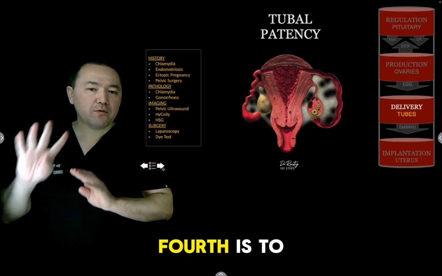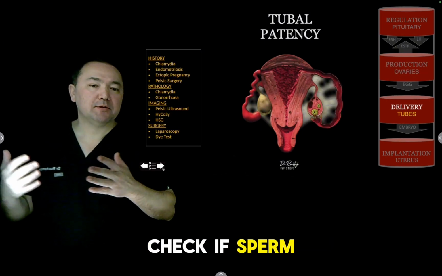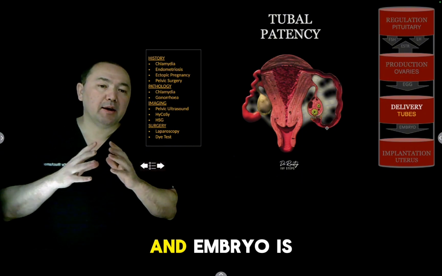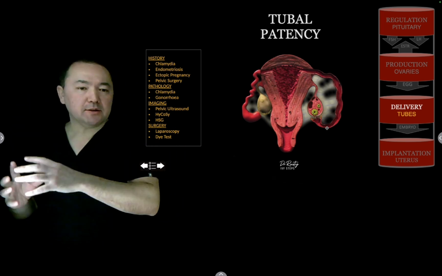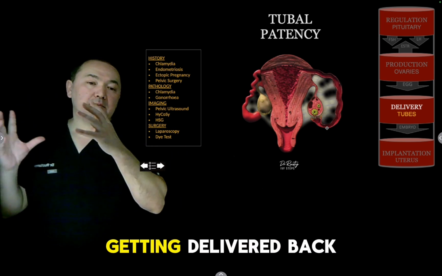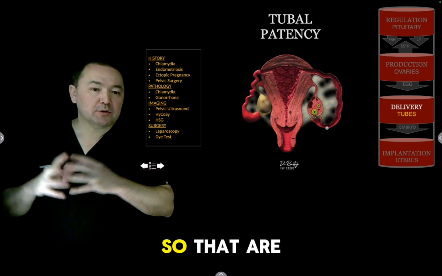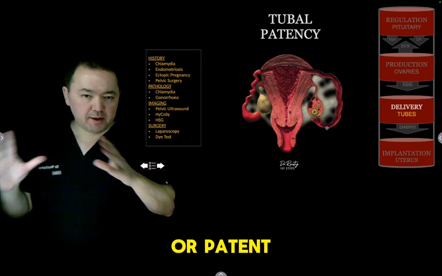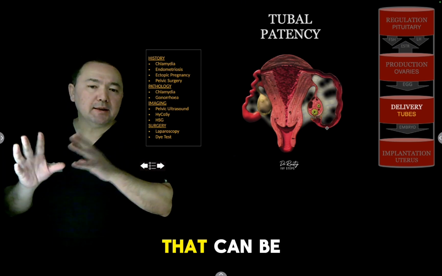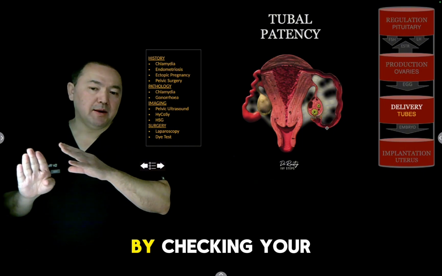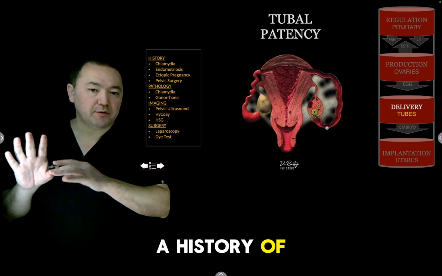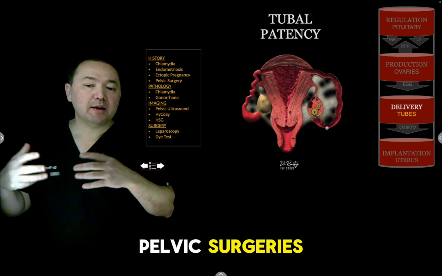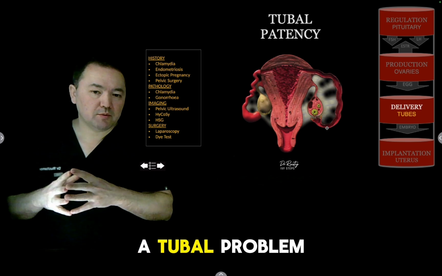Third is to check if sperm is getting delivered to the eggs in the fallopian tubes, and the embryo is getting delivered from the fallopian tubes back to the uterus. That is a test to check whether your tubes are open, patent. That can be detected by checking your history, whether you have a history of chlamydia, severe endometriosis, ectopic pregnancies, and pelvic surgeries that may indicate you may have a tubal problem.